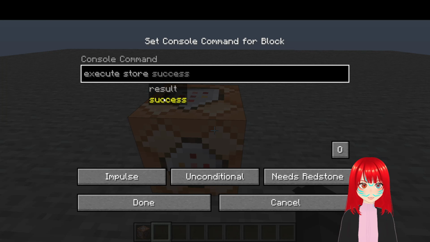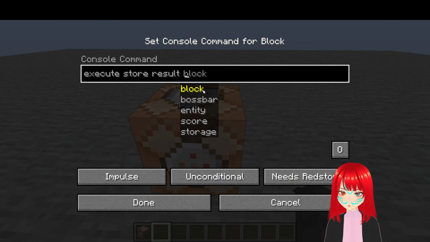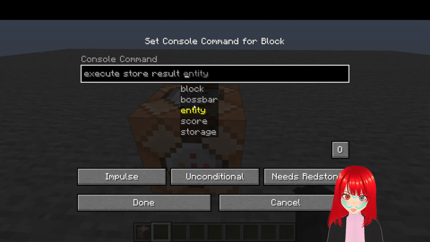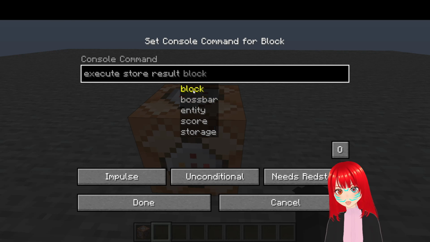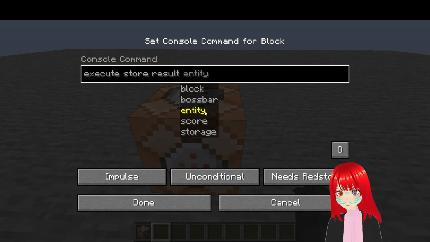Store result. Okay. So this lets you do block, boss bar, entity, score, and storage. This can get pretty complicated. Now, most of the time, I'm going to show you how to do entity, because most of the time that's what I have used. But if you have any questions about these other ones, you can join the Discord or even comment, and I will explain it in the comments as well as I can. Because I don't think that I'm going to be able to explain it without thinking about it severely. And that takes time.